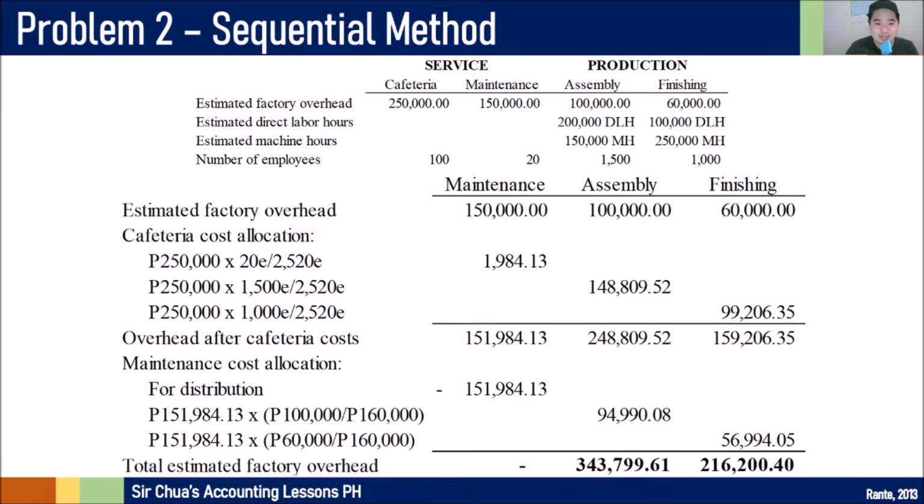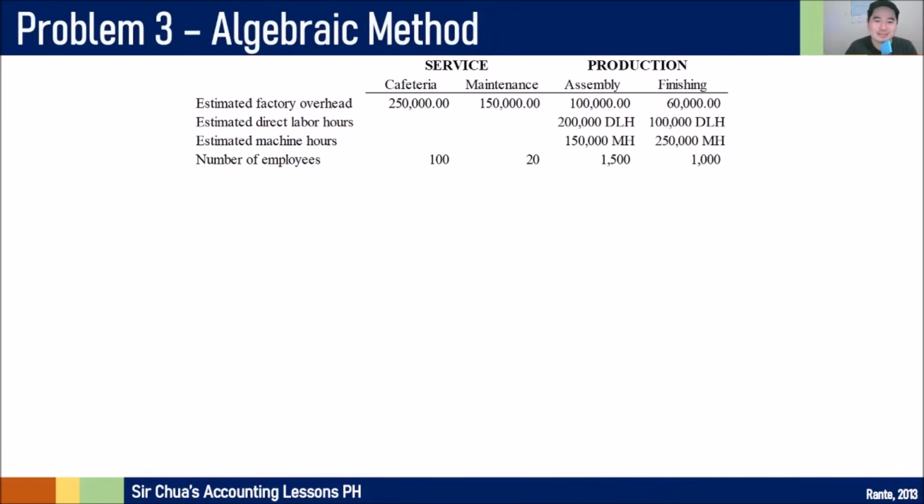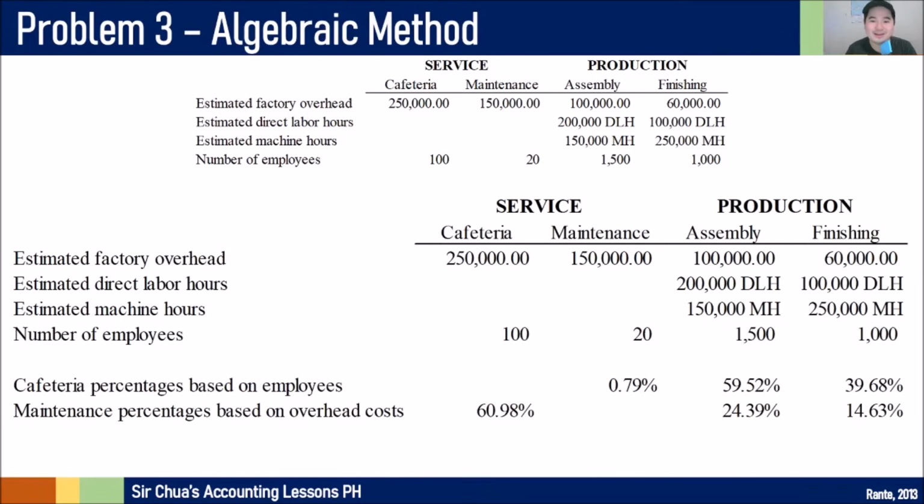And then now, let's do it algebraically. Dito naman po tayo sa algebraic method. Pag algebraic method, syempre magkakaroon tayo ng mga konting mathematical computations. Okay. Gagawa po muna tayo ng tinatawag nating percentage allocation. Paano po ginagawa? Una, si cafeteria cost po natin, sabi natin, it's based on the employees. So, this is what happens.